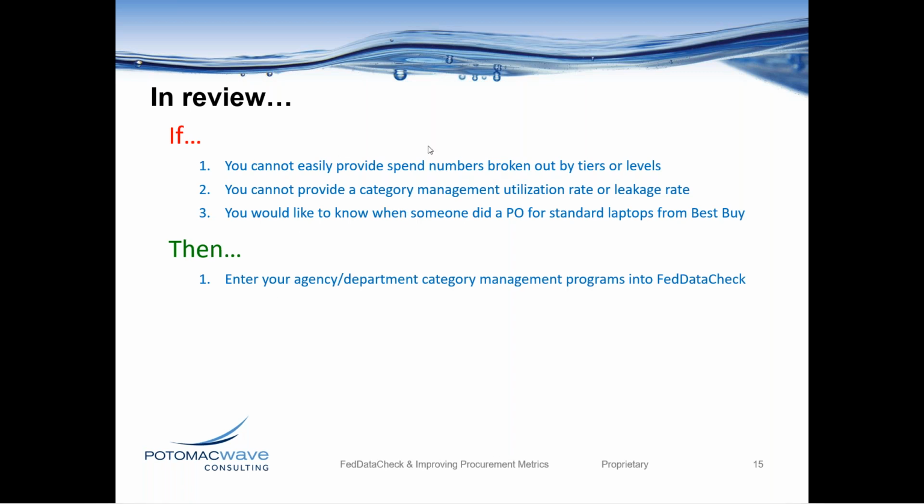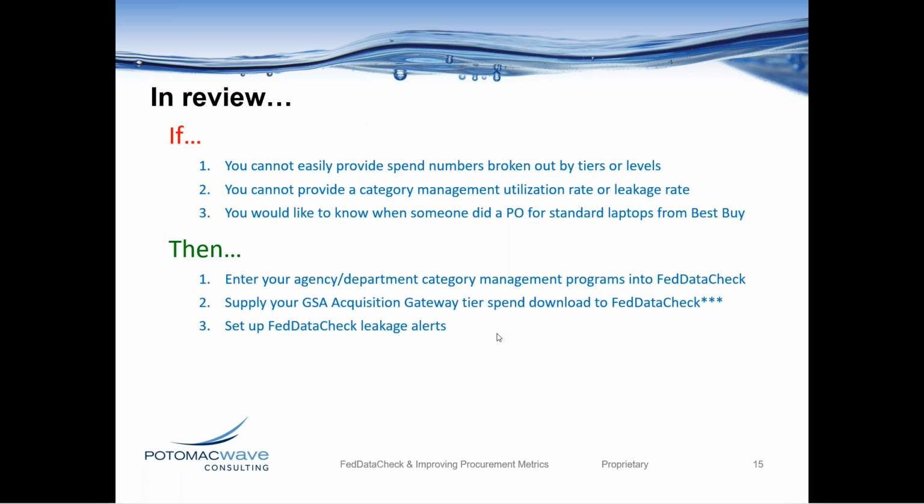Well, if these are questions or capability you'd like to have, you can do what NOAA did and work with us and enter your category management programs into FedDataCheck. You can supply your acquisition gateway data to us like State Department has done. And remember those leakage alerts. Every Monday you can see, if you're the ACO, you can say, okay, wait a minute, they use NAICS Code 3128. We got all kinds of vehicles that should cover spend under 3128 Industry Group. I better talk to these people, make sure they're aware of us.